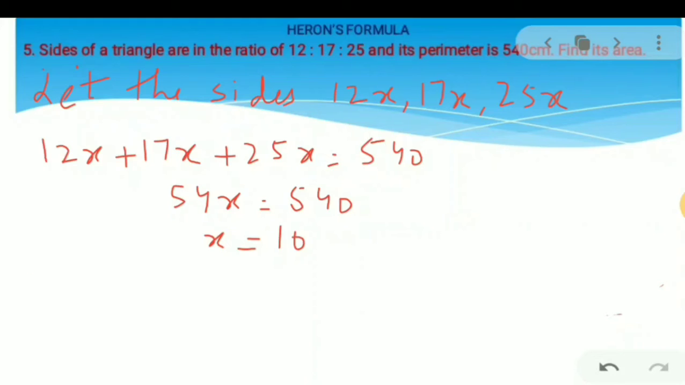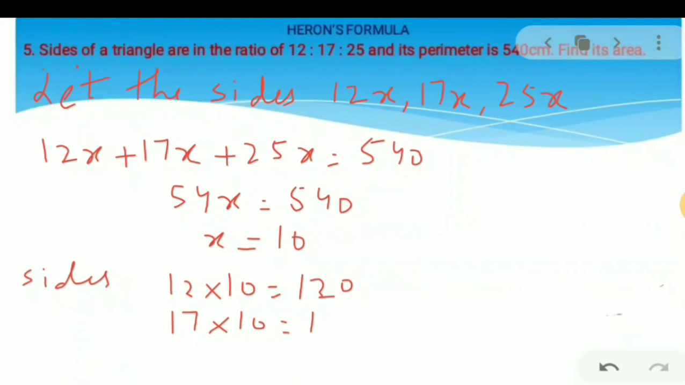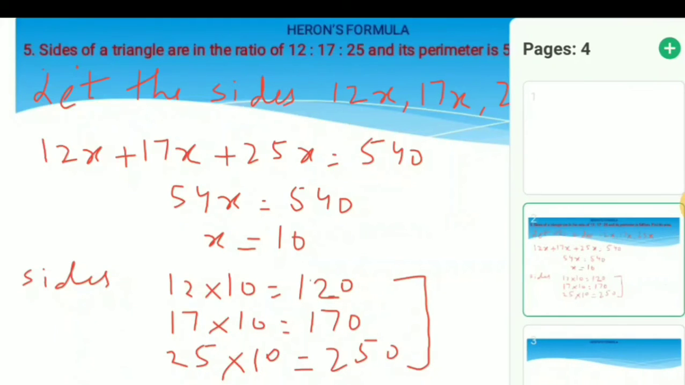Now we can find the sides. So our sides will be 12x, that is 12 into 10, 120 centimeters. The second side is 17x, so 17 into 10, 170 centimeters. And the third side is 25x, so it will be 25 into 10, that is 250 centimeters. So we have obtained the three sides of the triangle. They are 120, 170 and 250. Now we know the three sides of the triangle, so we can apply Heron's formula.